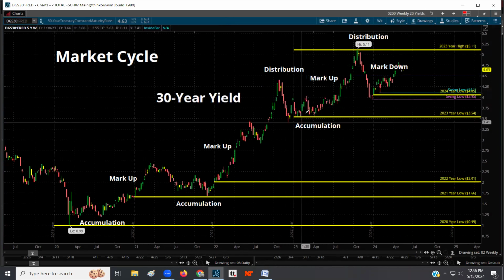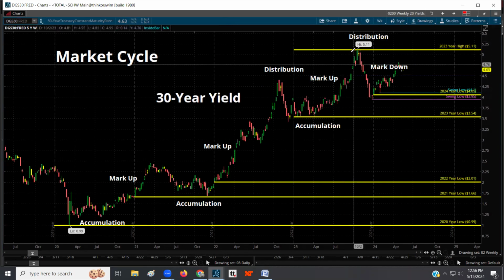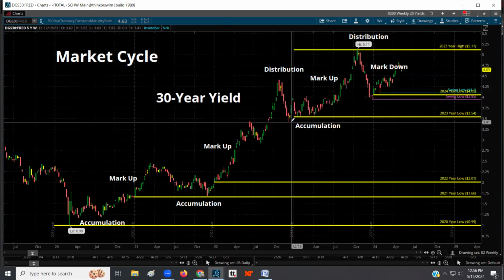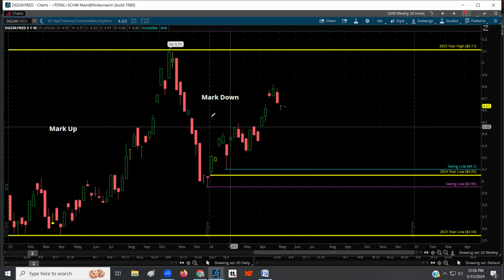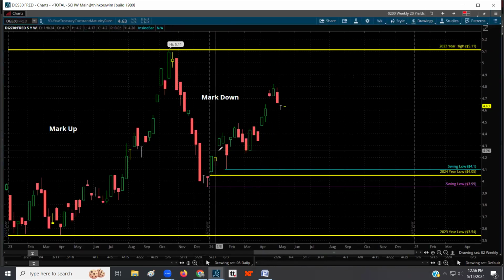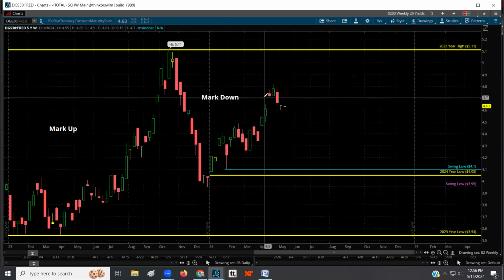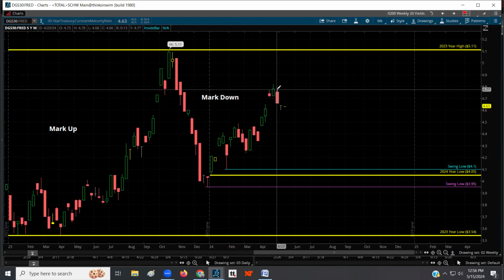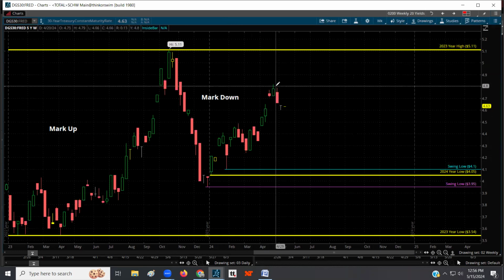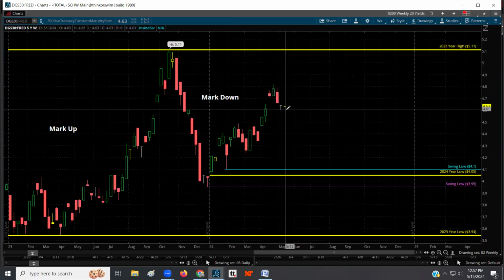We have that accumulation phase here, markup phase, distribution, markdown, and zoom in. And then from that markdown, we had the markup, retracement. That was the high of the year. Then we had the dump. Here we are right now.